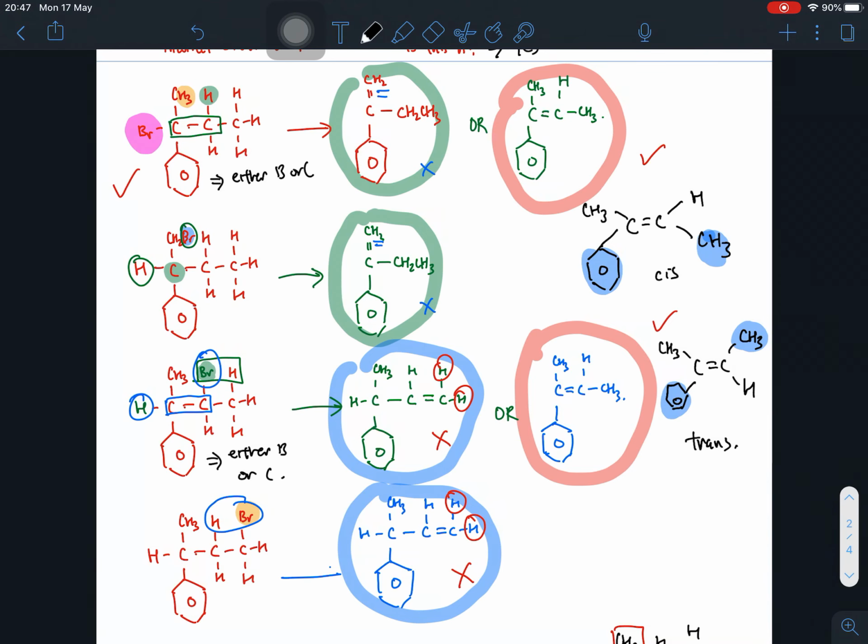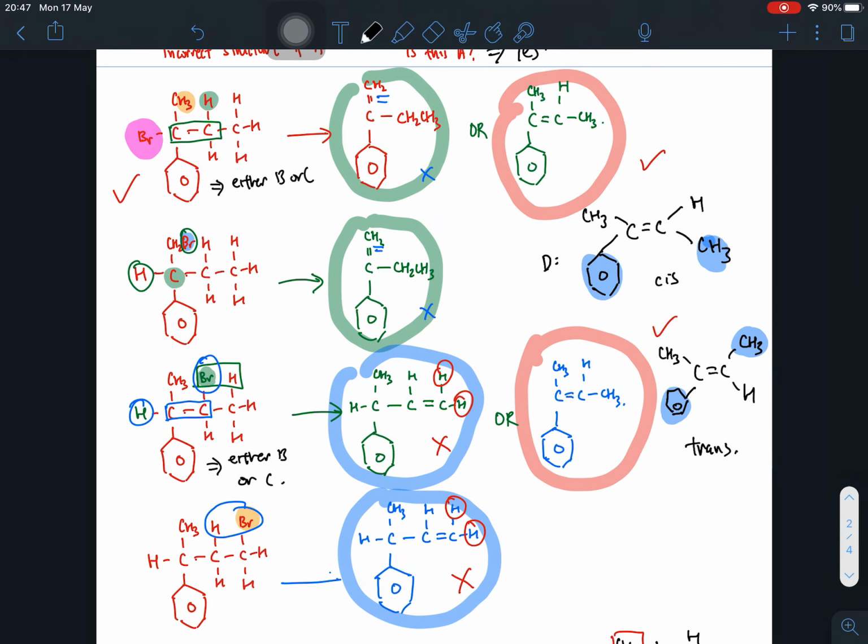Which one is D, which one is E doesn't really matter because they did not mention specifically whether D is a cis or a trans. So if you were to swap D and E around, where D is the trans and E is the cis, it's also fine. So that is the answer that you have for this elucidation question.